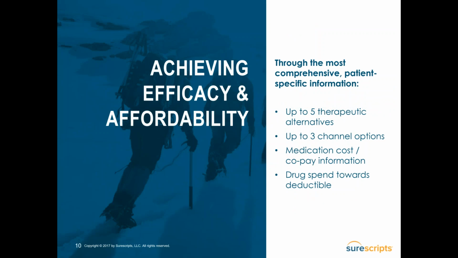So our central goals with real-time prescription benefit are about achieving efficacy and affordability. So being able to see up to 5 therapeutic alternatives from PBMs if they're appropriate. If there aren't 5 alternatives, they'll just return as many as they think might be viable. But really giving PBMs the flexibility to send the provider back as many relevant alternatives as possible from a therapeutic perspective. Being able to deliver those 3 channel options, as well as that medication cost and copay information, and the drug spend toward the deductible. So while you're sitting there with a patient, you'll be able to give them an exact picture of what things will look like when they get to the pharmacy.